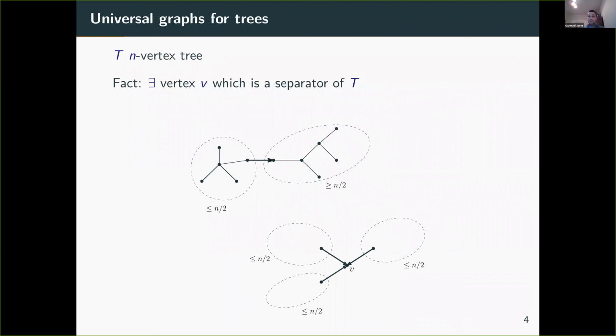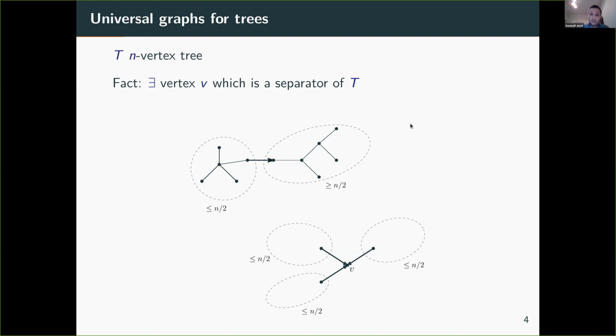So in order to build some intuition and also as a warm-up for the rest of the talk, I suggest we start by looking at trees. So n-vertex trees. How can we build a nice universal graph for n-vertex trees? This is not really difficult, but lots of the basic ideas that we are going to see here, we are going to meet them again in the rest of the talk. So it makes sense to spend some time on trees. So as you probably all know, a nice fact about trees is that there is always a vertex of your tree, which is itself a separator of the tree.